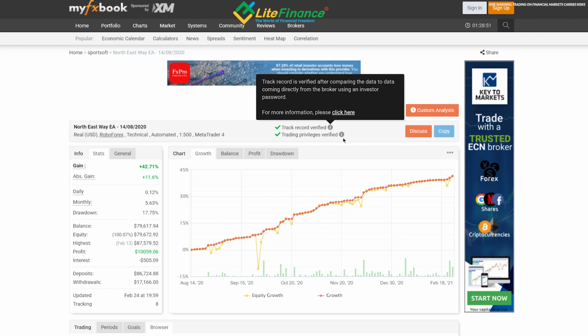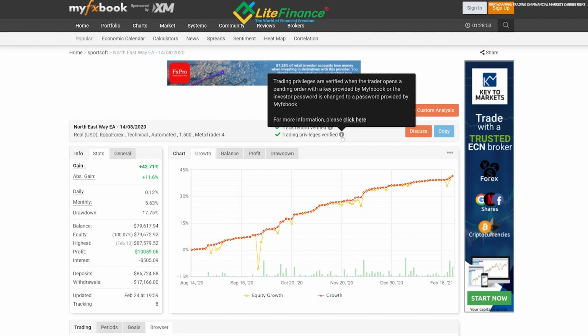The second thing is the second green tick, displaying trading privileges verified, which is also another identifier at the top of the account.